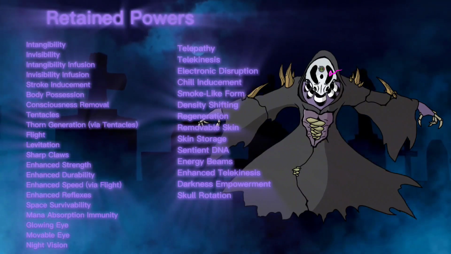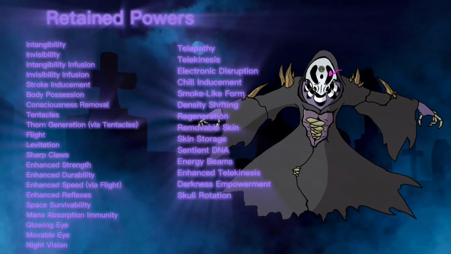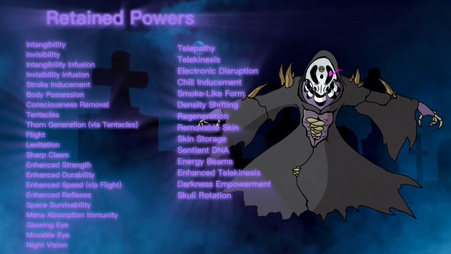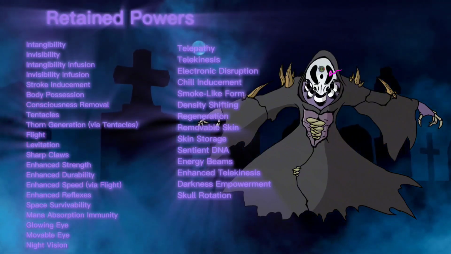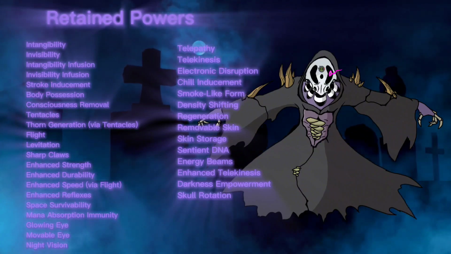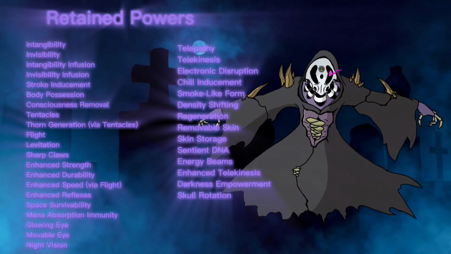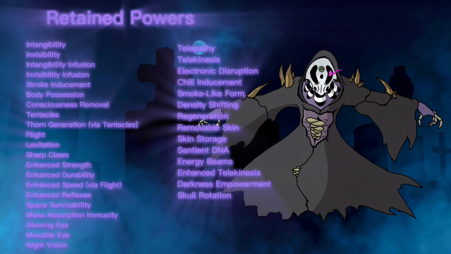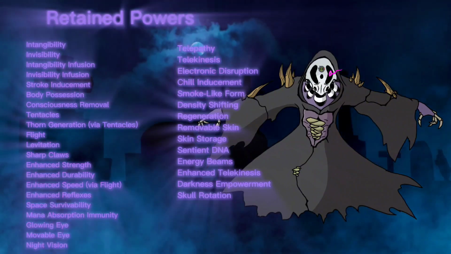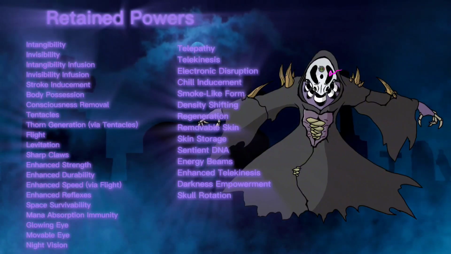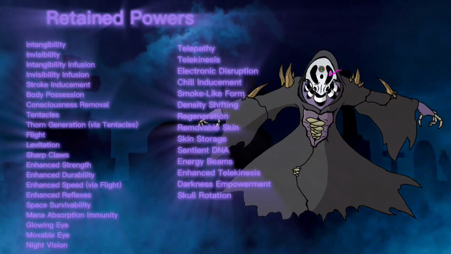claws, enhanced strength, enhanced durability, enhanced speed via flight, enhanced reflexes, space survivability, mana absorption immunity, glowing eye, movable eye, night vision, telepathy, telekinesis, electronic disruption, chill inducement, smoke-like form, density shifting, regeneration, removable skin, skin storage, sentient DNA, energy beams, enhanced telekinesis, darkness empowerment, and skull rotation.